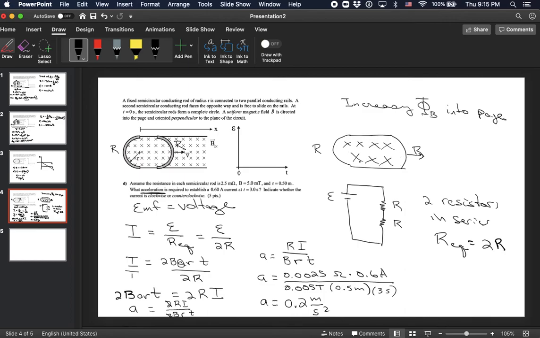Remember that when I have an induced current, it doesn't want an increase, so it's trying to oppose the increase. To oppose an increase, it needs to create a B field out of the page. So it wants to create dots in here, out of the page. To create a B field out of the page, we put our thumb in the direction of the B field out, and our fingers curl around, curling this way. So that tells me that the current is counterclockwise.